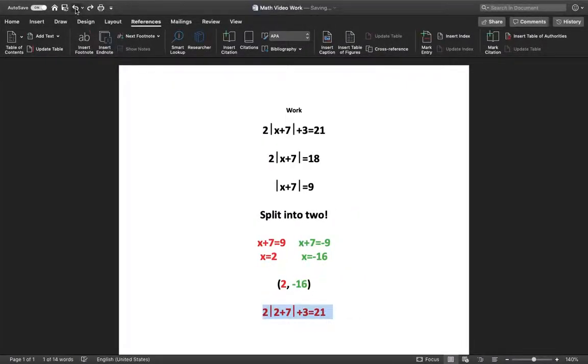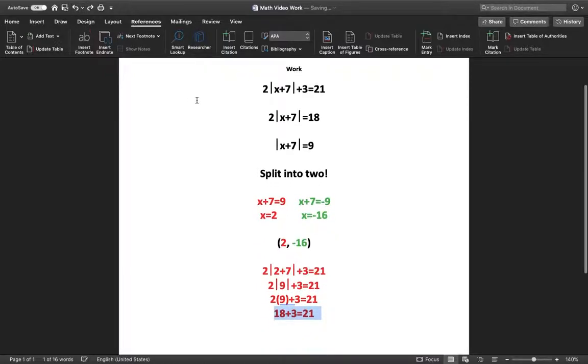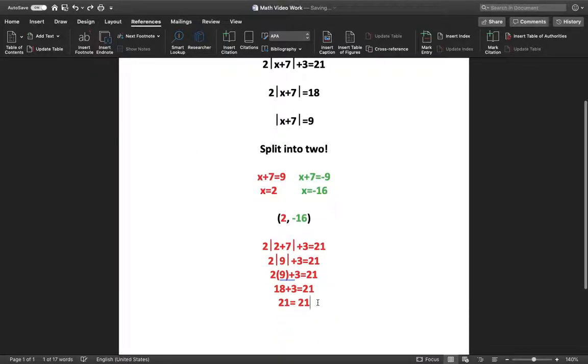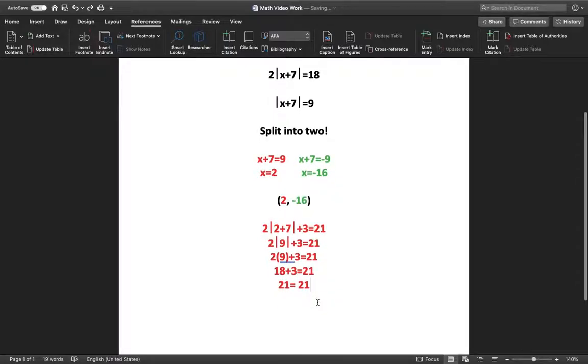First, let's use our red equation. When we plug 2 in as x, we get the equation 2 times the absolute value of 2 + 7, plus 3 equals 21. We can solve. Subtract 3 from both sides. Sorry, we don't do that yet. Actually, we have to add inside the absolute value first, which gives us 2 times the absolute value of 9 plus 3 equals 21. This is the same thing as 2 times 9 plus 3 equals 21, because the absolute value of 9 is just 9. Now we have the equation 18 + 3 = 21, which simplifies to 21 = 21. Since this is true, we know that 2 is a good solution and is correct.